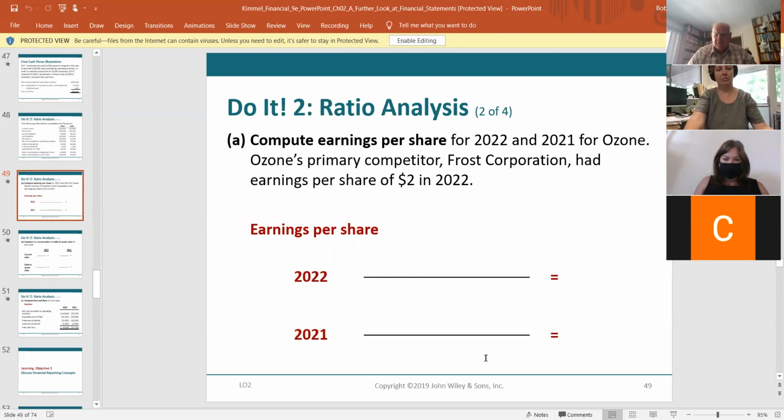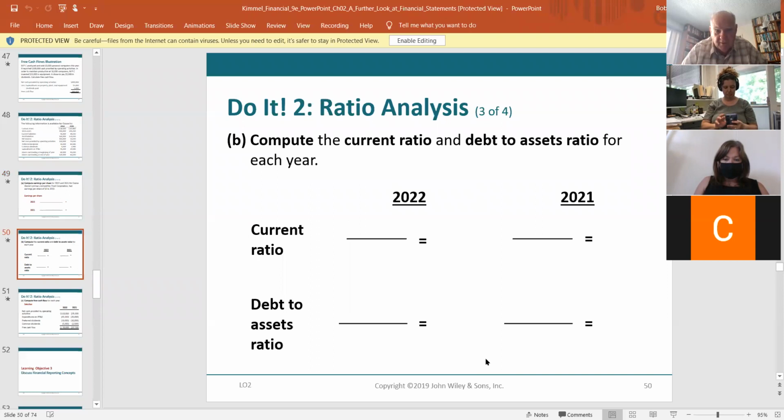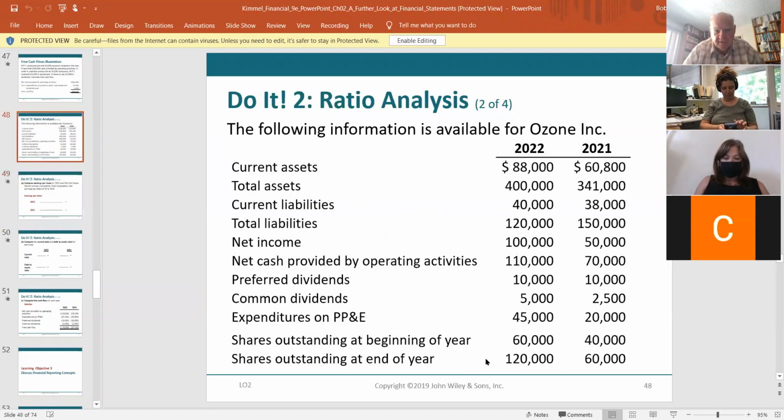Well, if I want to find out the earnings per share, per means divide, right? Per means divide, earnings divided by outstanding shares. Let's see what else they got. They want us to do the current ratio. Take a second to compute the current ratio.